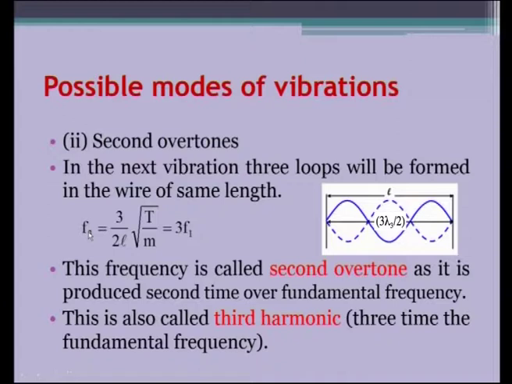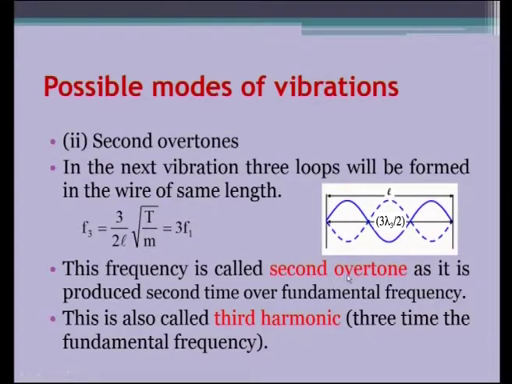If we take up one more case, we will be able to arrive at a general conclusion. Shall we take the next possible vibration also? Have a look at the slide. The second overtone, if you take, in the next vibration 3 loops will be formed in the wire of the same length, and accordingly the equation is modified. Now, it is altogether a different frequency F3. This 3 comes because of the number of loops, and we are able to identify this F3 is 3 times F1. F1 is the fundamental.